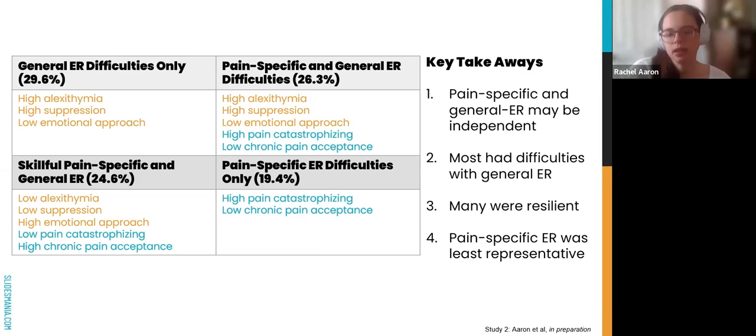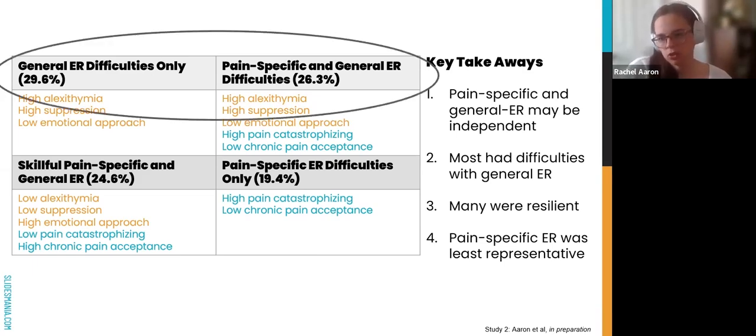So a couple other takeaways here. Most people in our sample had difficulties with general emotion regulation. So I was excited to see this in the sense that it fits my story that difficulties with general emotion regulation is super relevant for this population. So we're not just talking about problems managing the distress associated with pain. Here we're seeing problems regulating emotions in general.